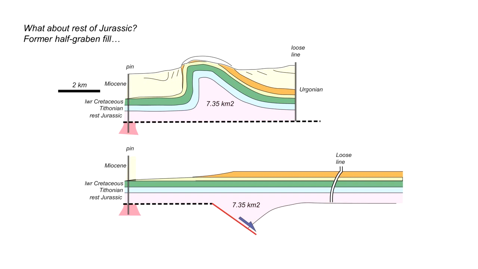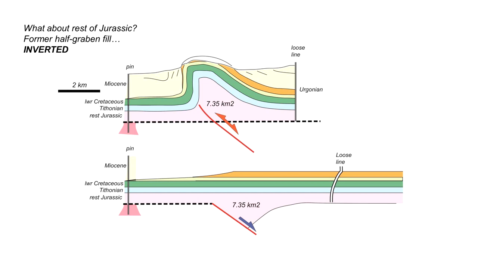In other words, we're saying that the core of the fold structure is made by the fill of a pre-existing half graben that has been pushed back up as the pre-existing normal fault has been reactivated in contraction. So let's put that structure onto the cross-section.